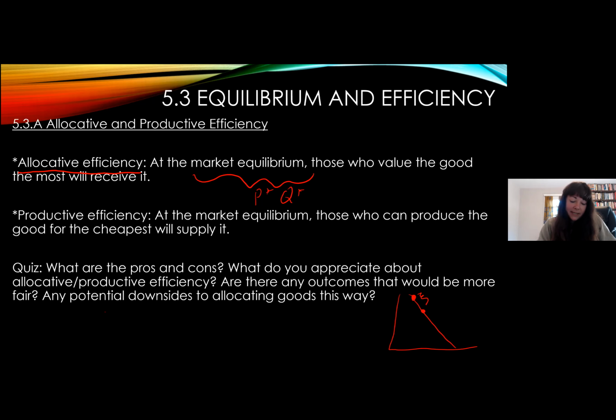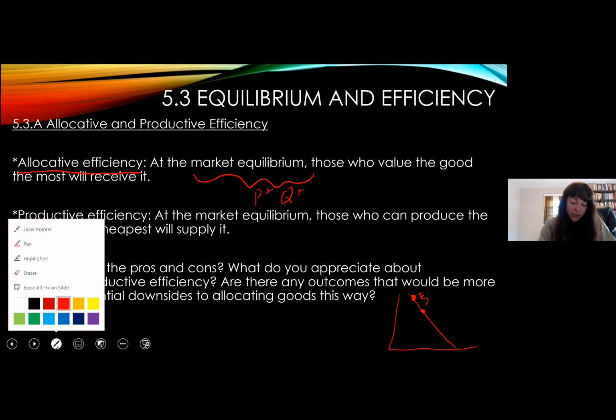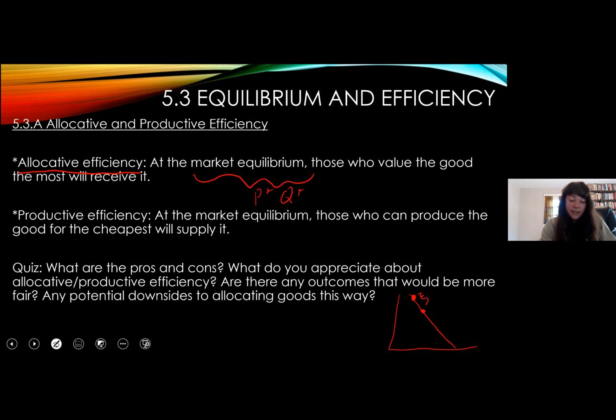And somewhat simultaneously, we have what we call productive efficiency. Productive efficiency is about who produces. At the market equilibrium of P star, Q star, the producers who can produce the good for the cheapest are the ones who will supply it. So thinking back to our sneaker example, the $50 producer and the $200 producer were the ones who ended up making the trades, right? Somehow they got paired up with those two on eBay.